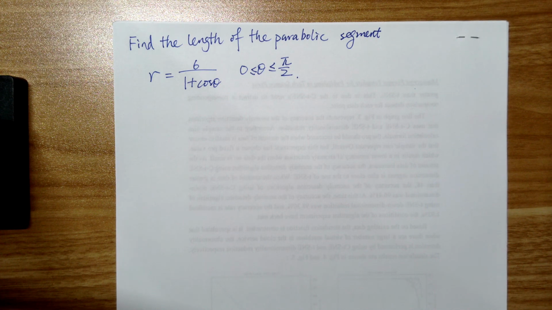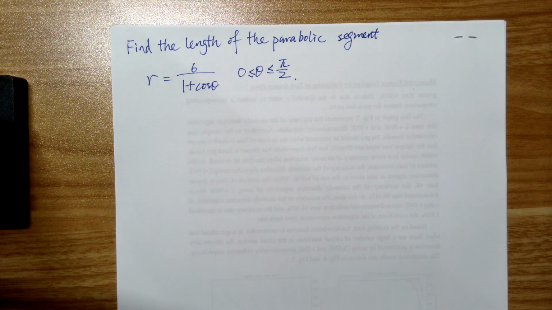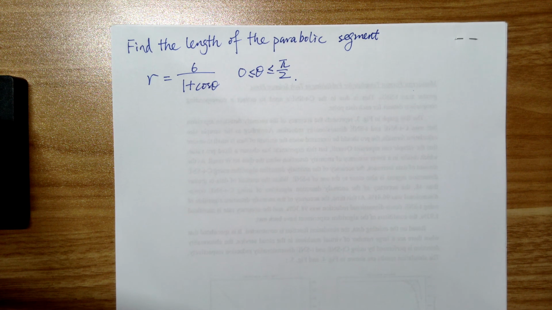Okay, so now let's look at a problem. The problem is to find the length of this parabolic segment r equals 6 over 1 plus cosine theta, and theta is from 0 to pi over 2. So this is a problem. We're gonna use a formula regarding polar coordinates.